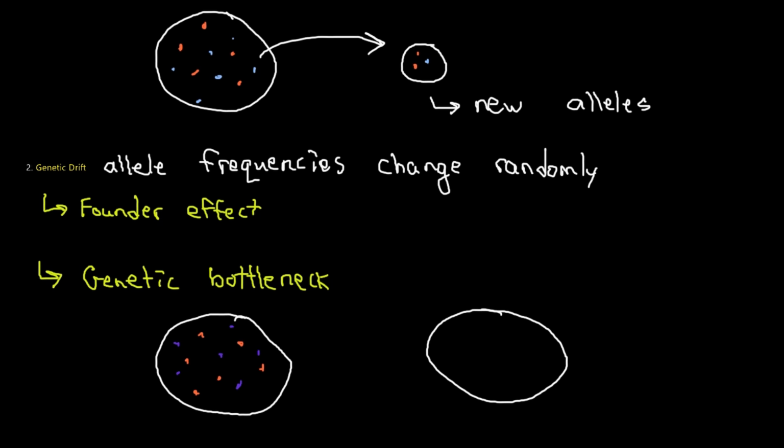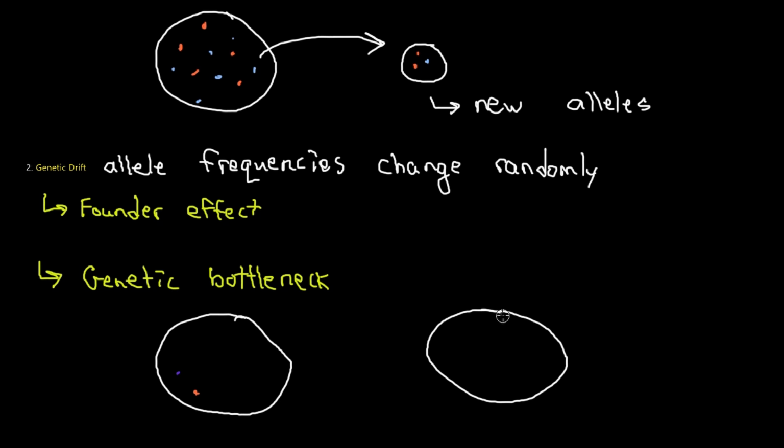Maybe there was some sort of storm, or maybe there was a shortage in food or shortage in water, and a lot of them don't survive. So we take off a big chunk of population and we only have a couple left. That's what occurs with genetic bottleneck.